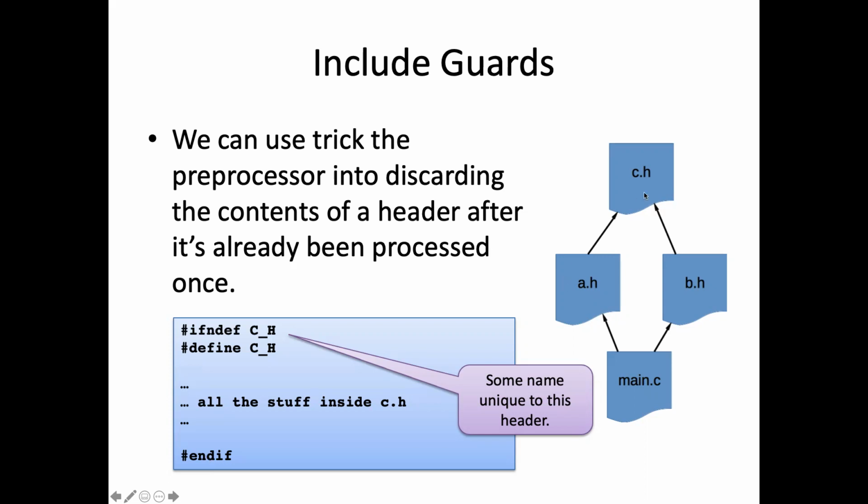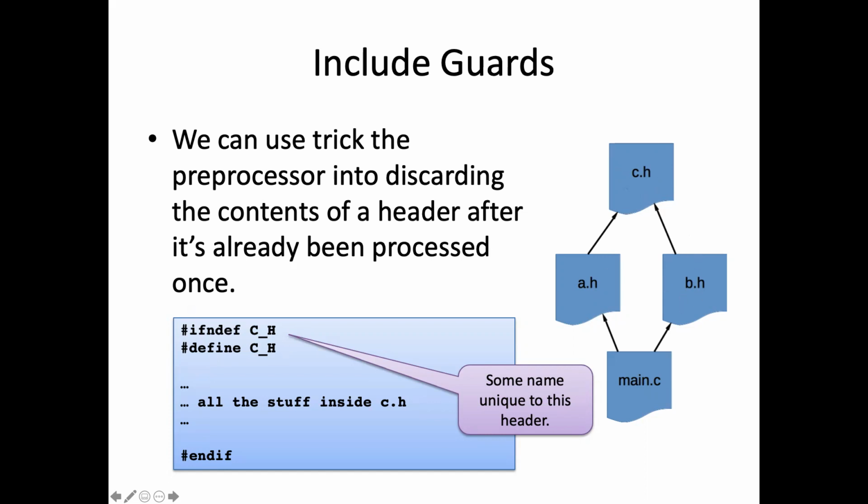Let's pretend you've got a situation like this. The same header, through nobody's fault, gets included more than once. When the compiler sees the header the first time, this symbol name that I just made up won't be defined. So this if end if will say, oh, leave in all the code down to the matching end if. So this will all get left in. The compiler will see the contents of the header, but the symbol will get defined.